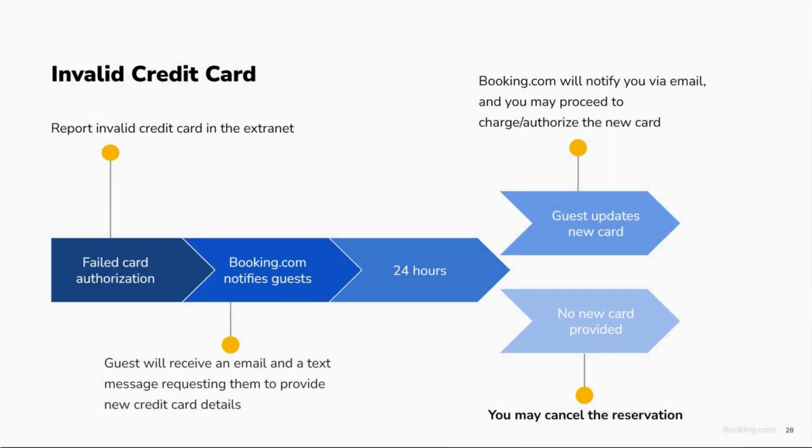Upon marking the credit card as invalid, the guest will be automatically notified of their invalid credit card and will be asked to update their credit card details within 24 hours. If the guest provides new credit card details within 24 hours, the property will be notified to charge the new credit card provided. Otherwise, if no new card details are provided, the property may then cancel the reservation after 24 hours with no commission charged.